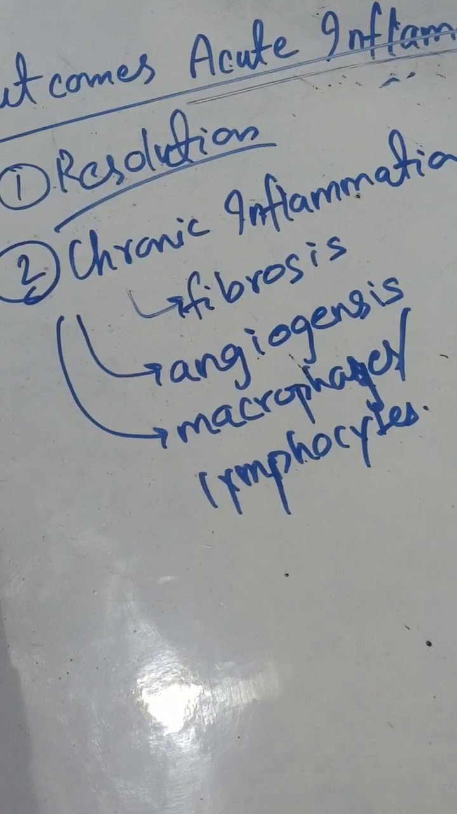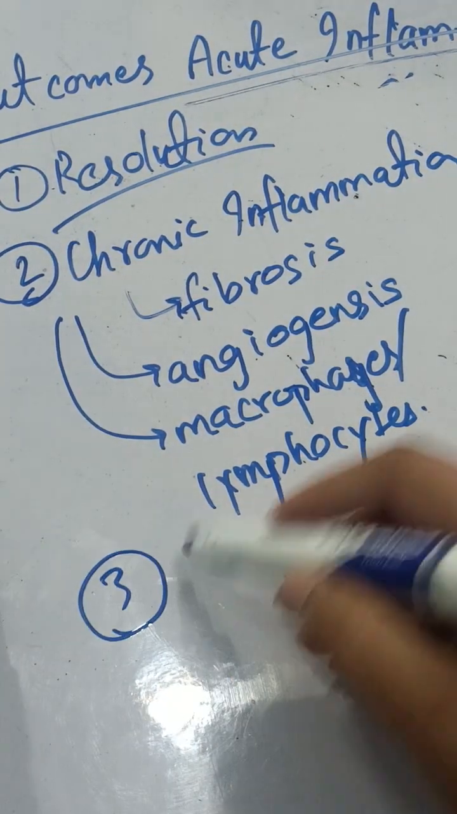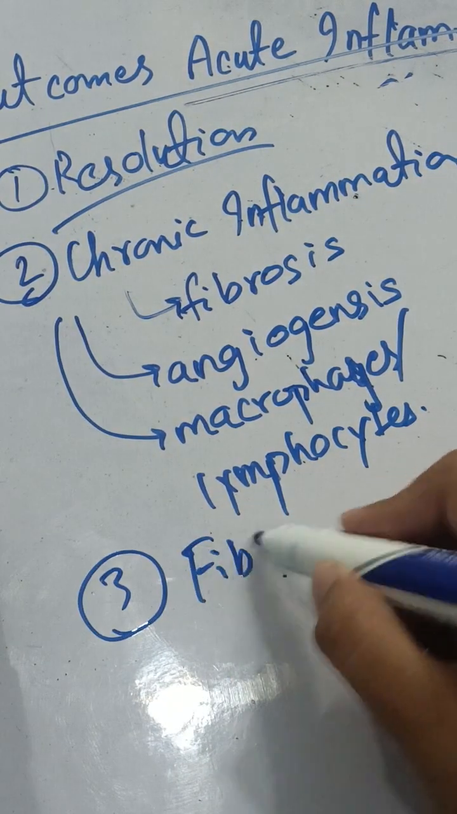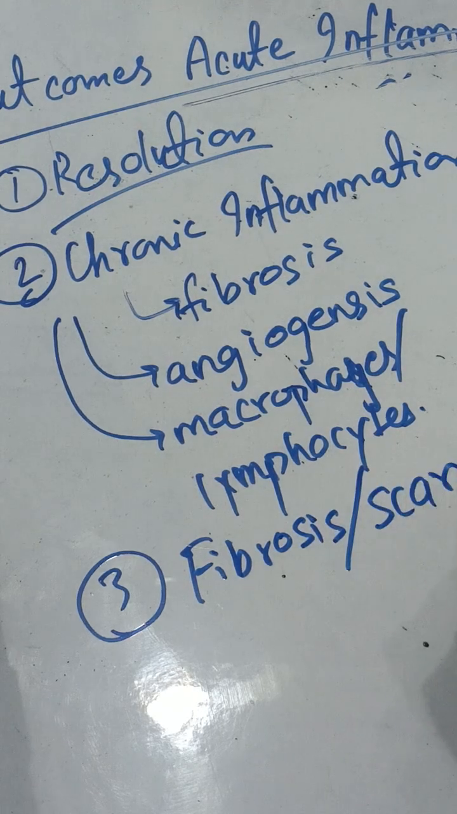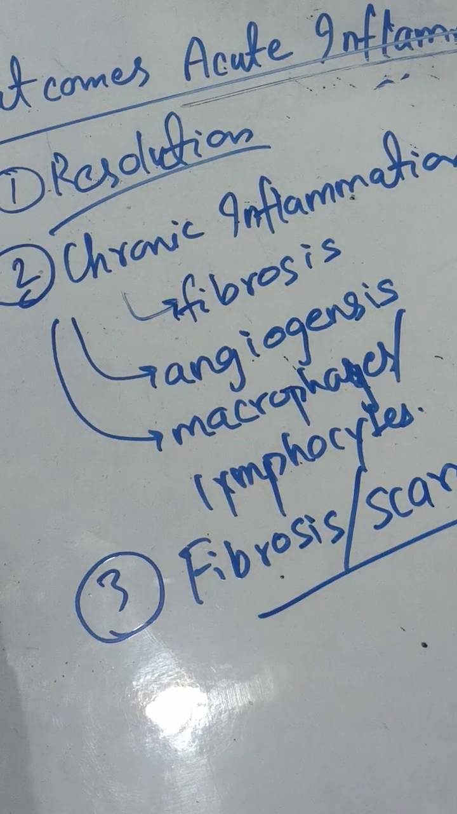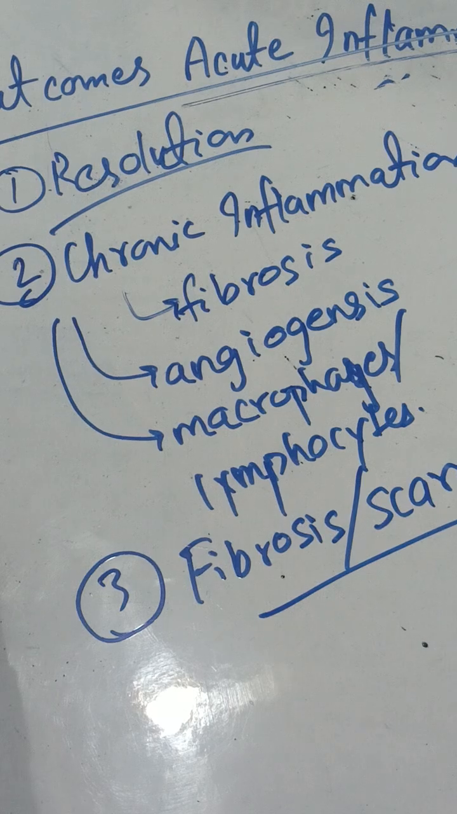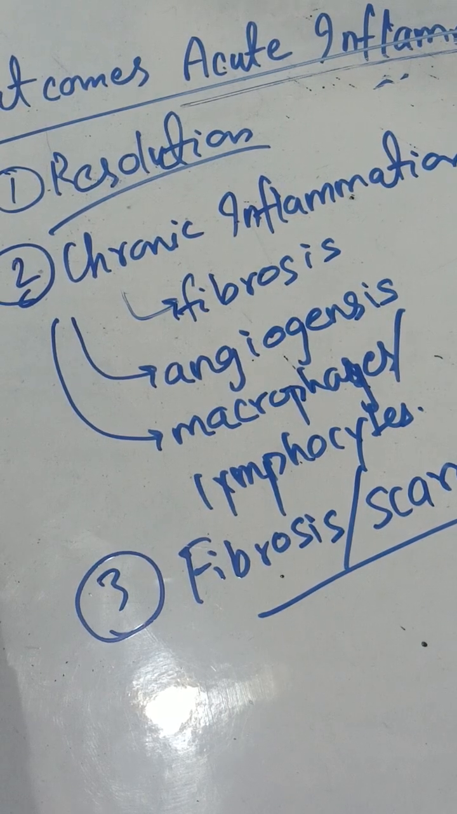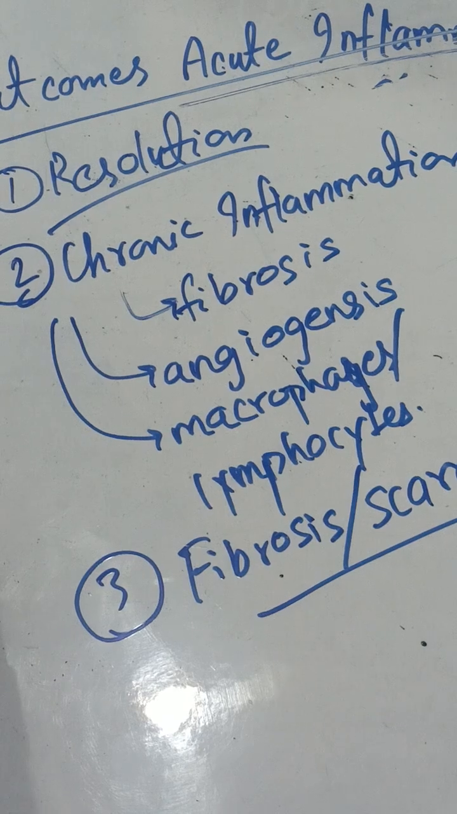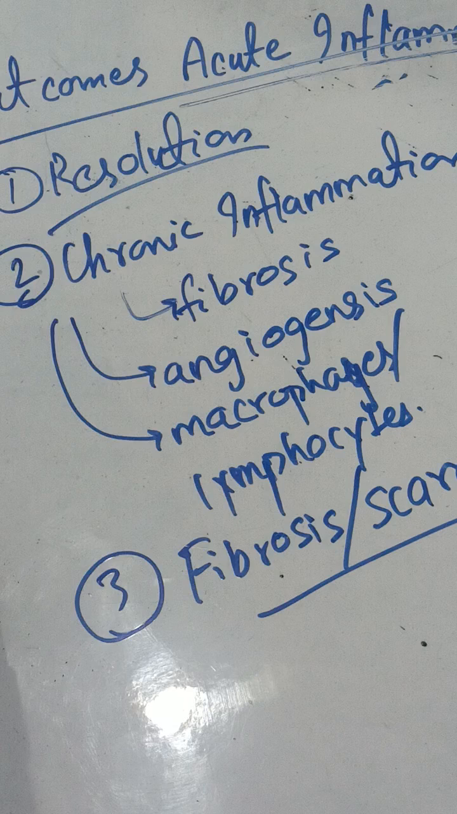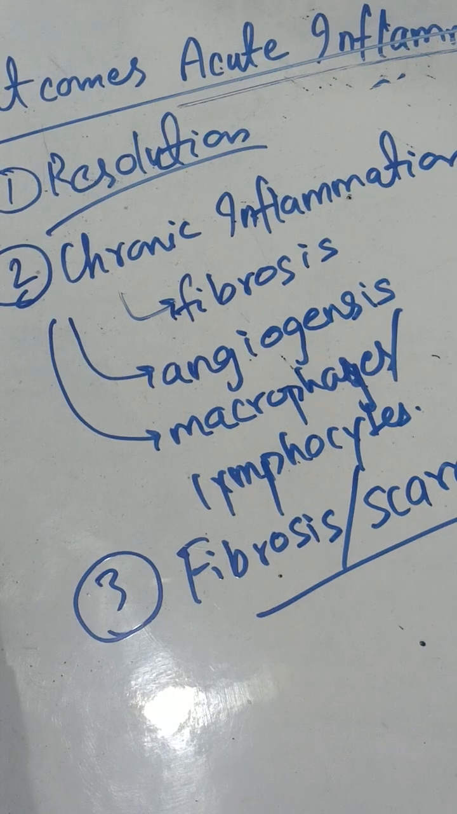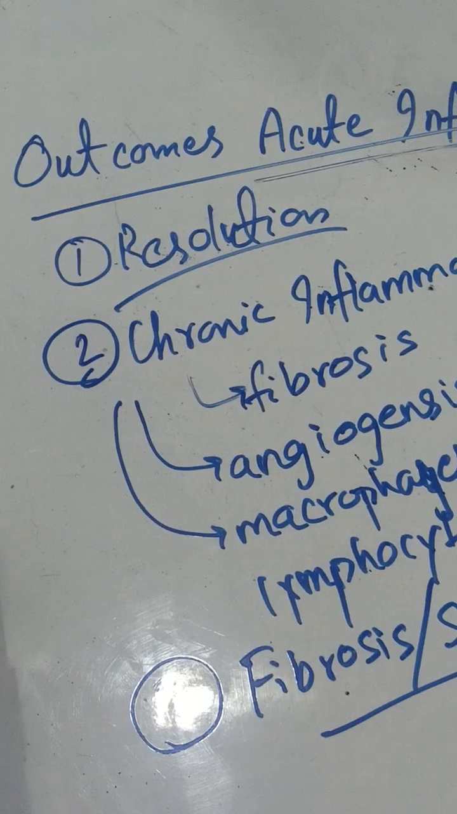Now, the third outcome of acute inflammation is fibrosis, or you can say scarring. After the tissue damage, your body has to repair, and to repair it, a lot of connective tissue moves toward the site of the injury and forms a scar at that site. So these are the three outcomes of acute inflammation.